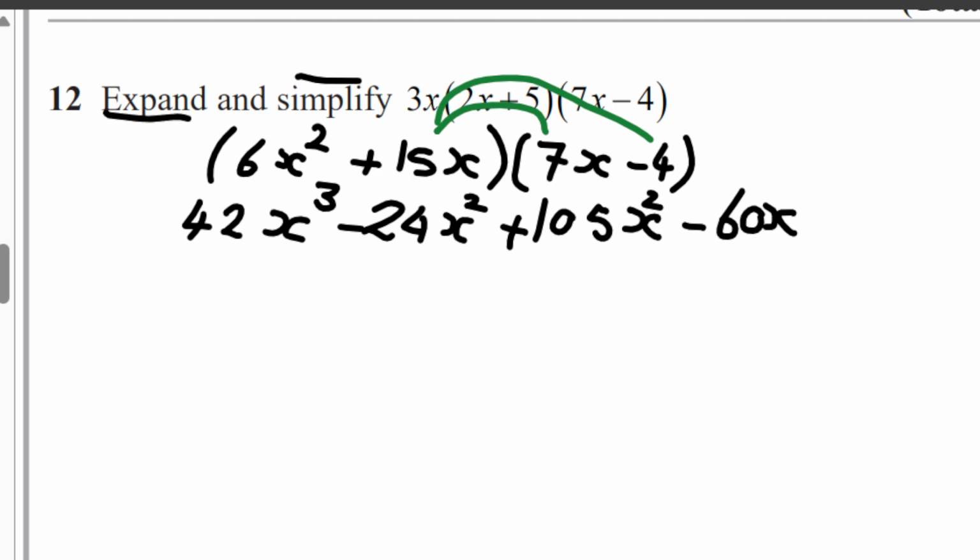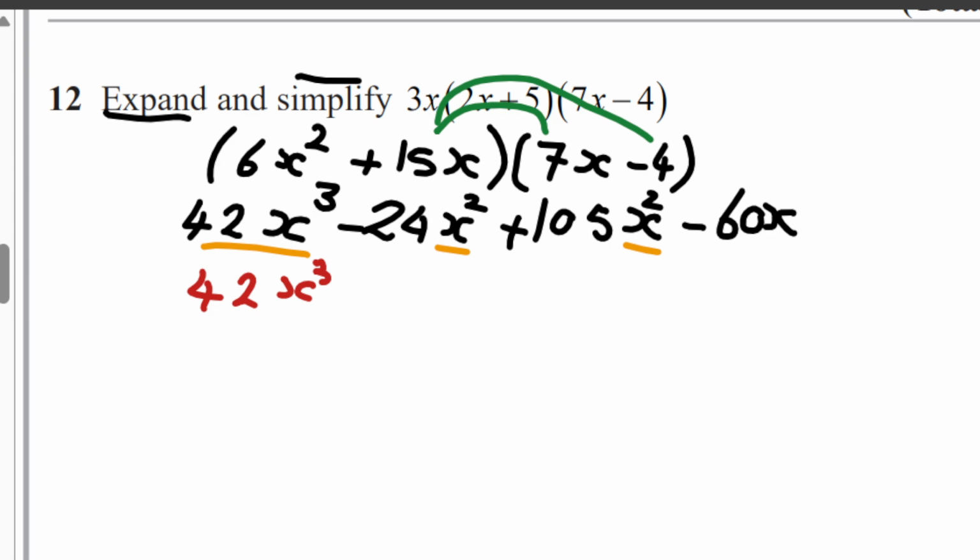We need to simplify. Simplify is collecting like terms. Is there anything that looks like x cubed? No, there is nothing. So I'll just write it. So 42 x cubed. Is there anything that looks like x squared? Yeah, this is x squared, this is x squared. So we do them. Minus 24 plus 105.